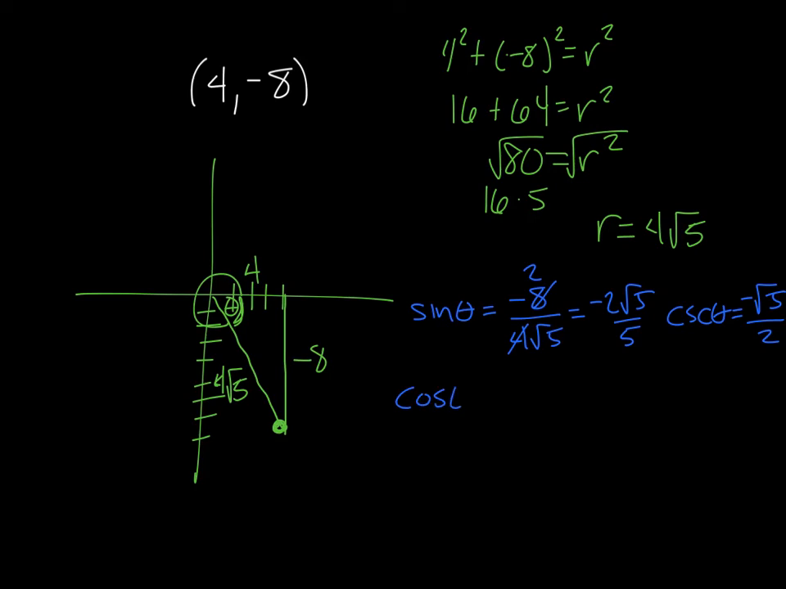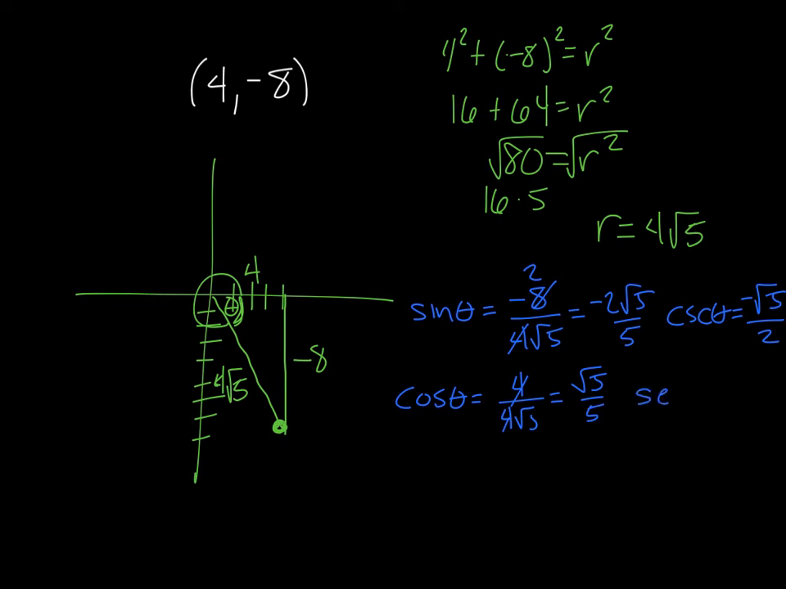Then I have the cosine. Cosine is adjacent over hypotenuse. Okay, the 4's cancel. I rationalize, so I get root 5 over 5. This is positive, which makes sense. Cosine is the x value. That's positive in this quadrant.